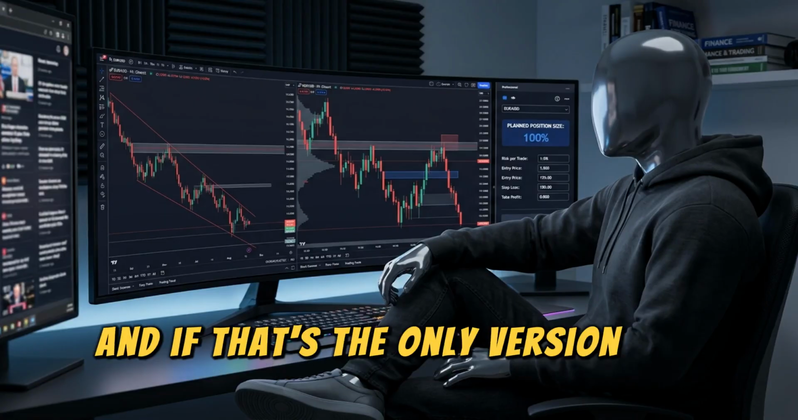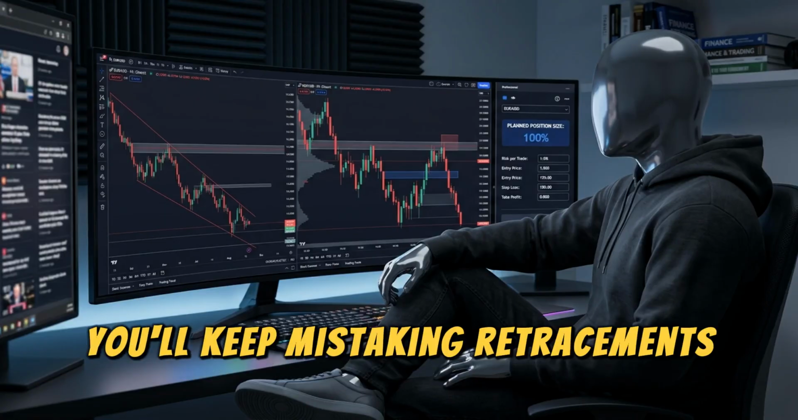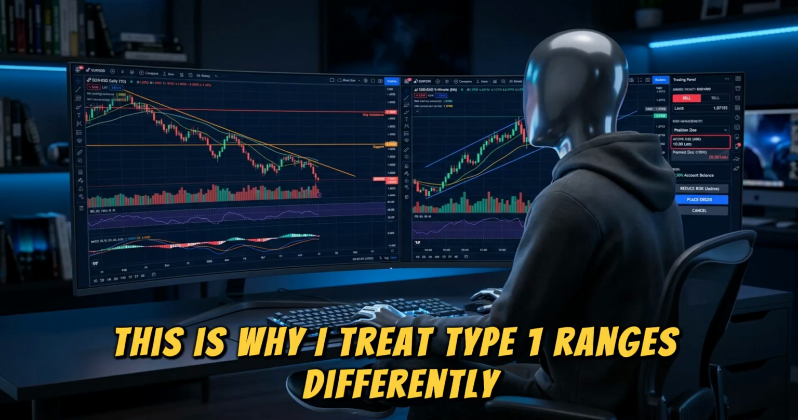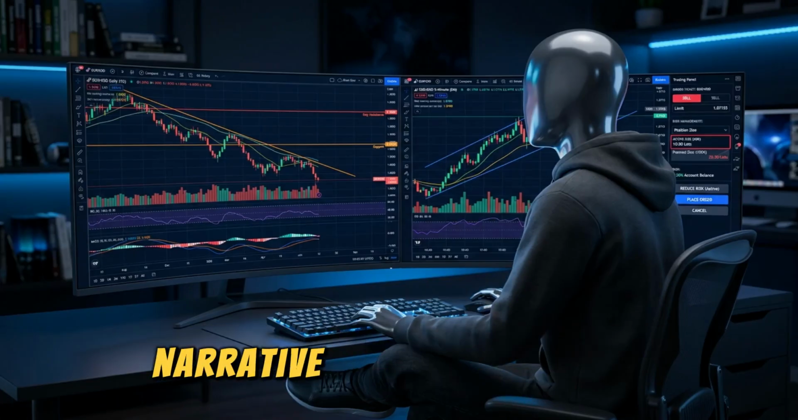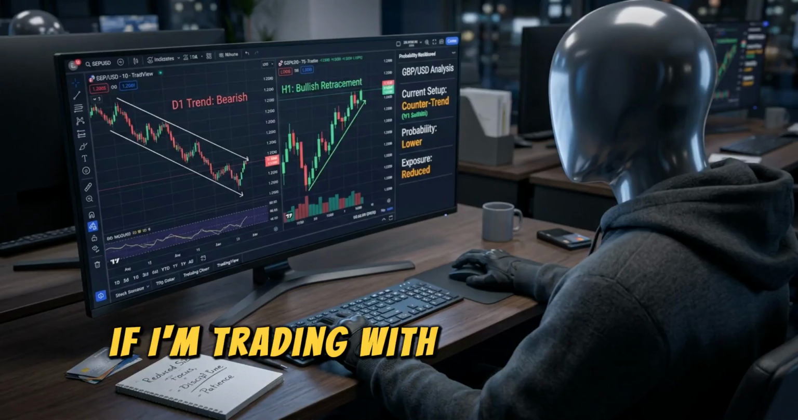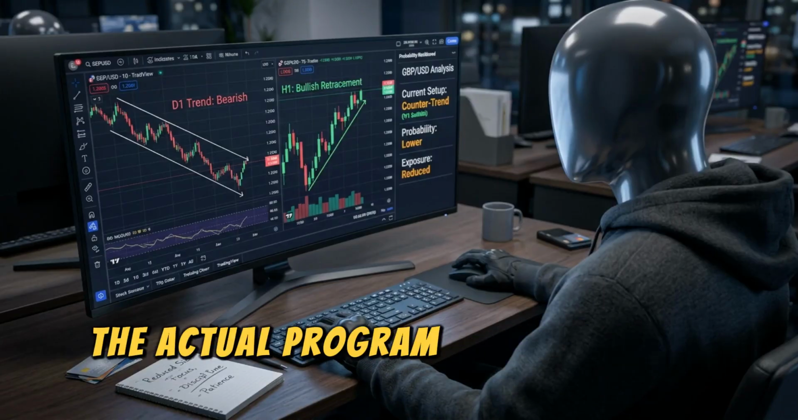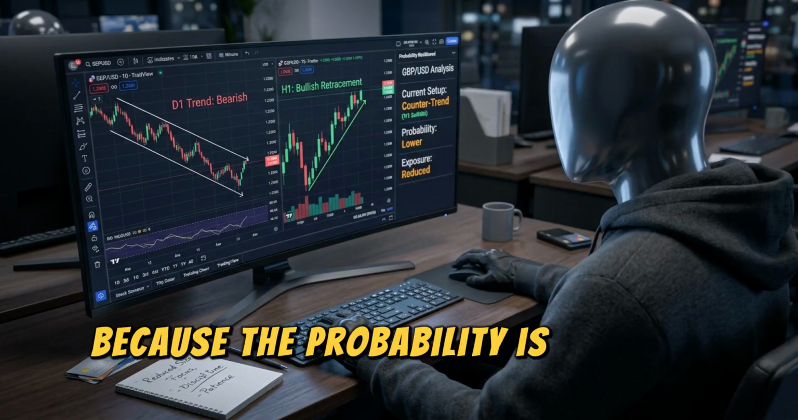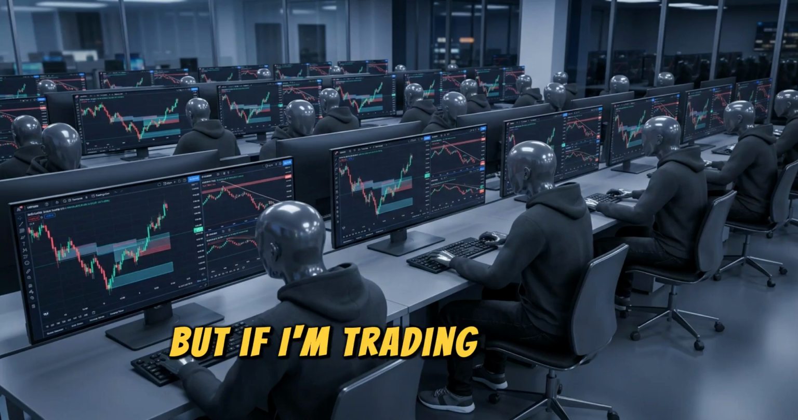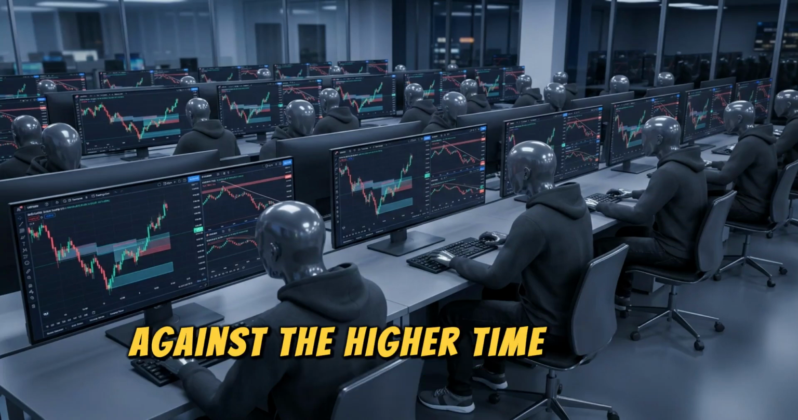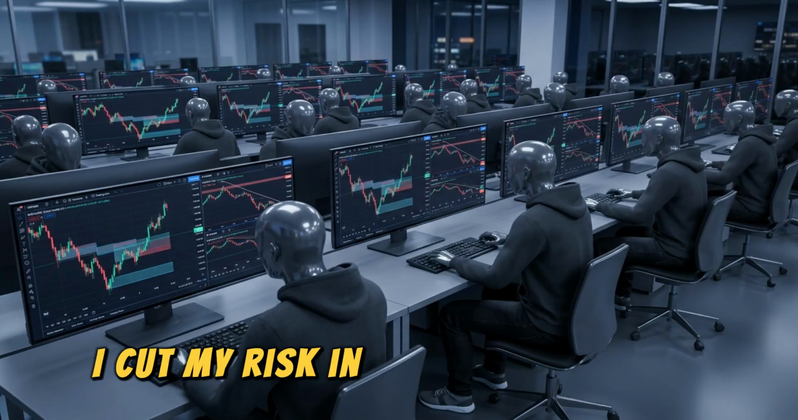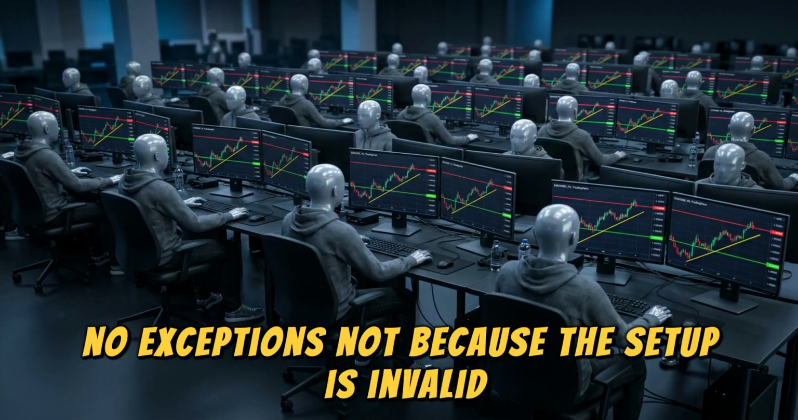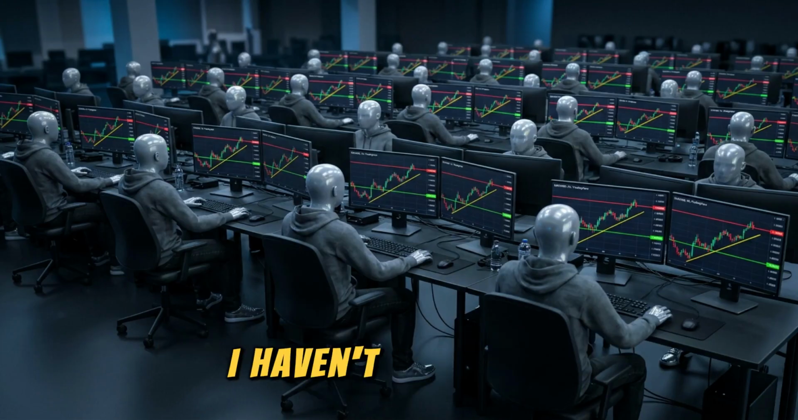And if that's the only version you're looking at, you'll keep mistaking retracements for reversals. This is why I treat Type 1 ranges differently depending on which side of the higher time frame narrative they're sitting on. If I'm trading with the dominant direction, the actual program the algorithm is running, I'll use full risk because the probability is stacked in my favor. But if I'm trading a Type 1 retracement against the higher time frame direction, I cut my risk in half automatically, no exceptions. Not because the setup is invalid, but because I'm borrowing probability I haven't earned yet.